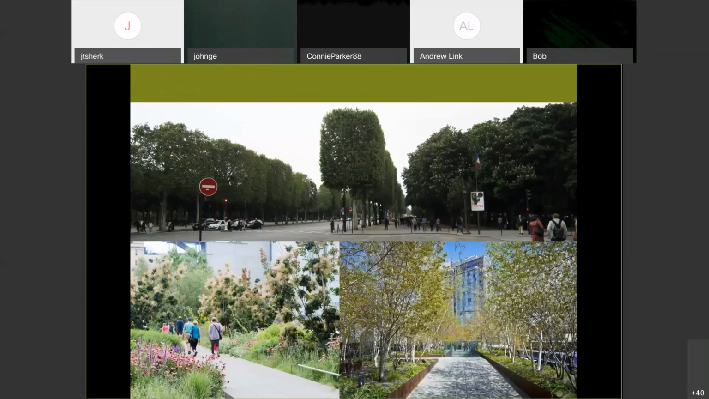Can anybody guess what the images are from below? This is an adaptive reuse of an industrial element. I'll give you a hint. It's in New York City.